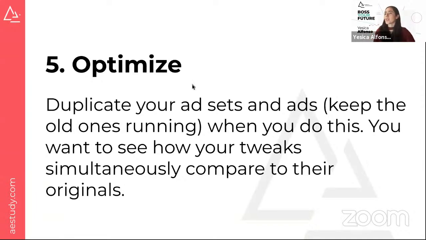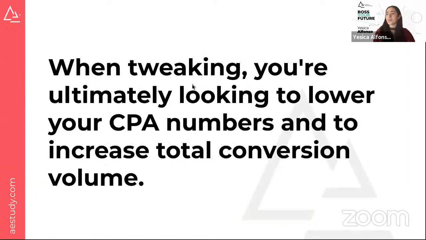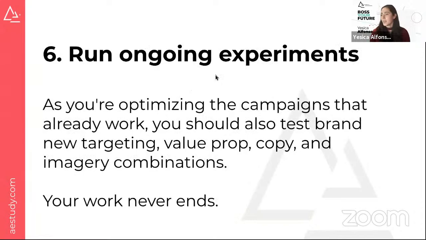And when you're tweaking, you ultimately are looking to lower your CPA, your cost per acquisition. The CPA for me was $12 and I lowered it down to $2, for example. And you want to increase the volume. So basically you want to get more sales and you want to get them for cheaper. That's the ultimate goal. And your work never ends.